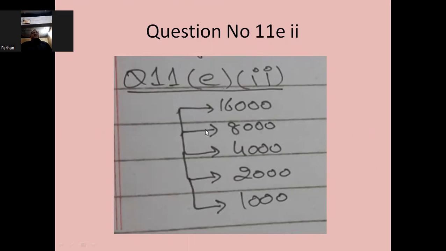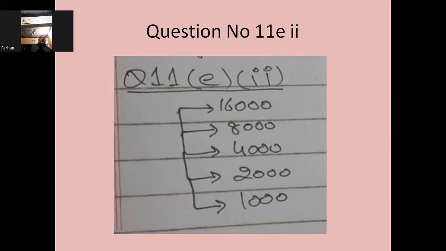When the first 12 years pass by, 16,000 divided by 2 will be 8,000. Another 12 years will pass, and 8,000 divided by 2 will be 4,000. Another 12 years will pass, so 4,000 divided by 2 will be 2,000. Another half-life will pass, and the remaining atoms will be 2,000 divided by 2, and that will be 1,000.